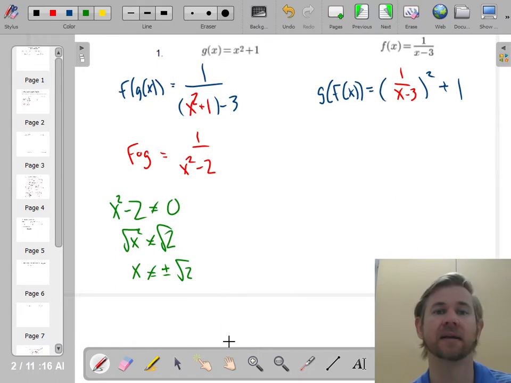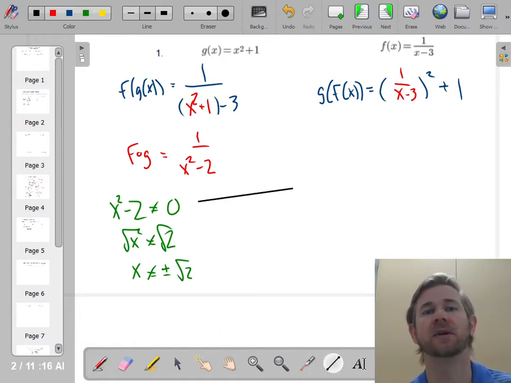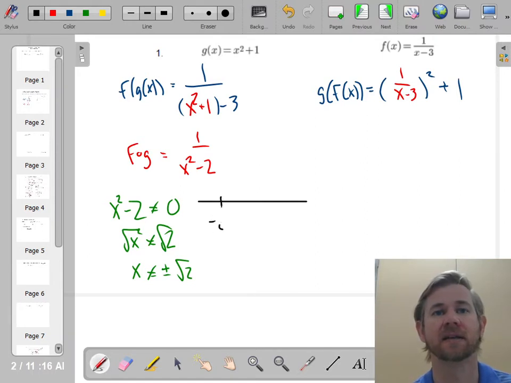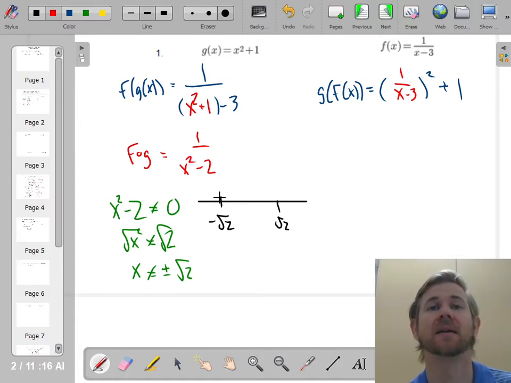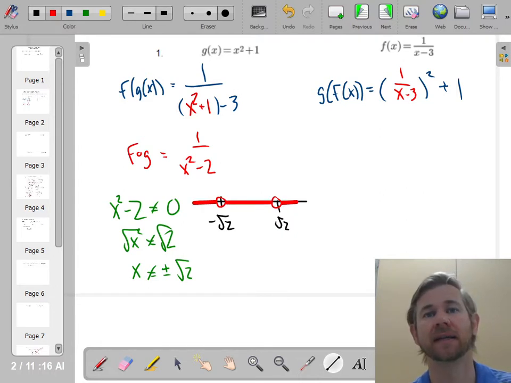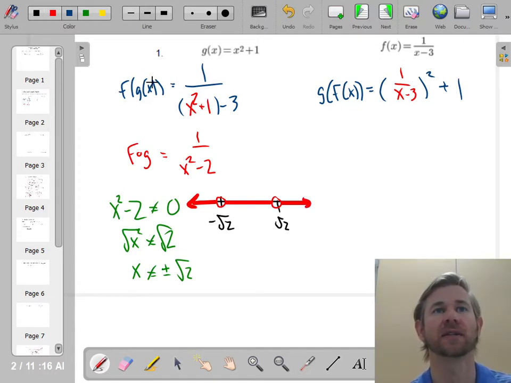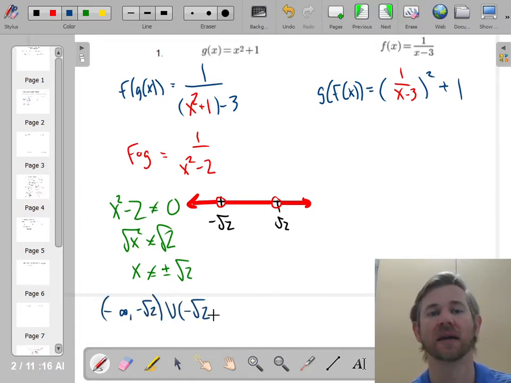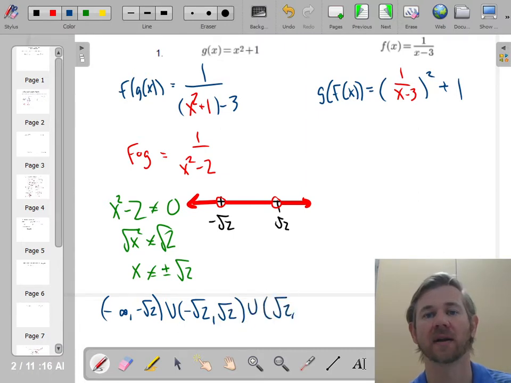So on our number line, the way I would draw that for our domain would be, I'm going to put dots at negative radical 2 and positive radical 2. And since these are discontinuities, we're going to put open circles. You can't divide by 0, so you can't include those. There's no radical in here, so we can do positives and negatives. So we're going to go forever to the left, the middle, and to the right. And this is going to be our domain, which I'm going to write in interval notation. So in interval notation, that would be negative infinity to negative radical 2 with parentheses, union, negative radical 2 to radical 2, union, radical 2 to infinity. That's the domain of f of g.